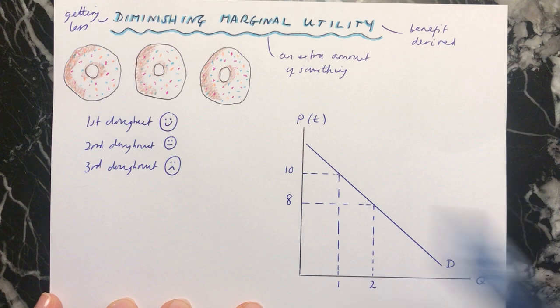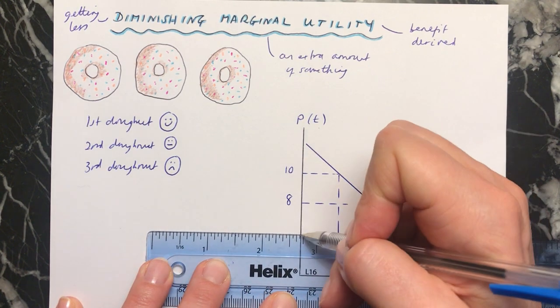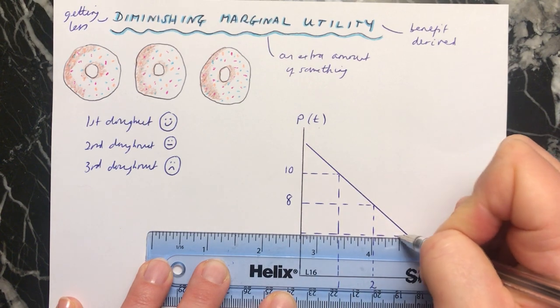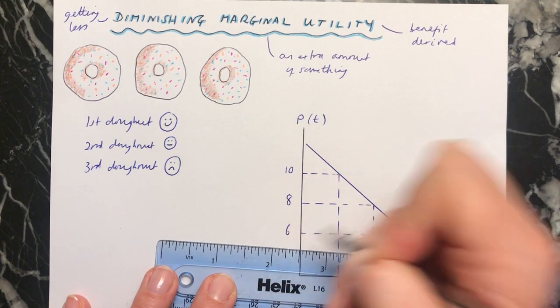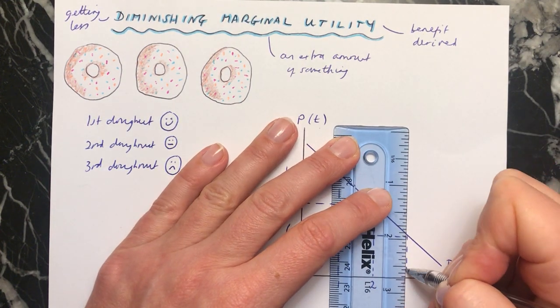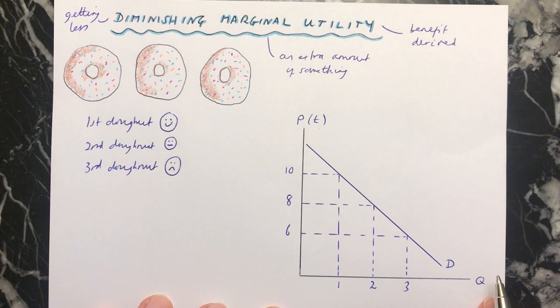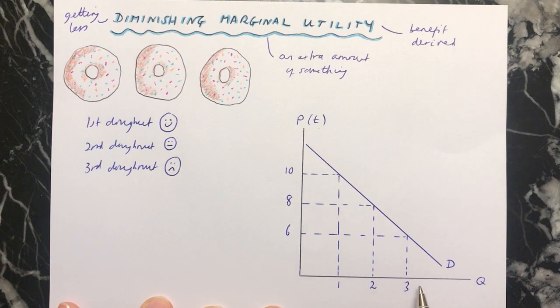And as we go along, at a higher quantity, you will be placing less value on the donuts, and therefore the price will be lower. And this explains the concept of diminishing marginal utility, why the demand curve is downward sloping. Because with higher quantities, we are willing to pay less per unit of whatever it is that we're consuming, because we are deriving less utility or less benefit from that additional unit.